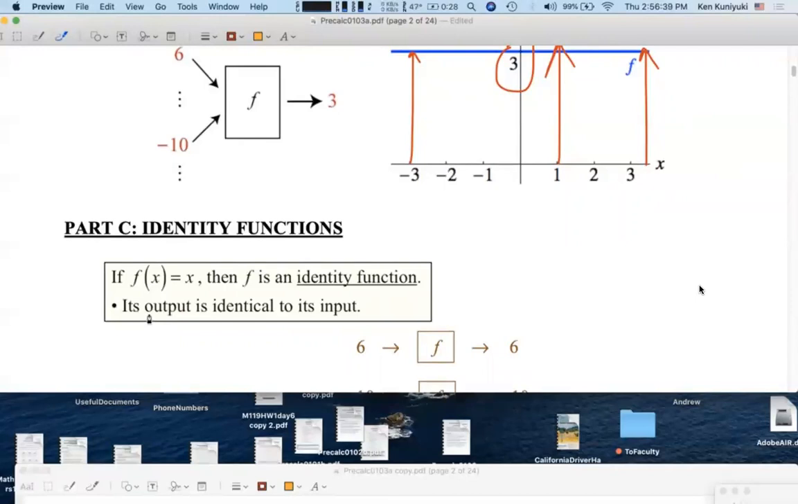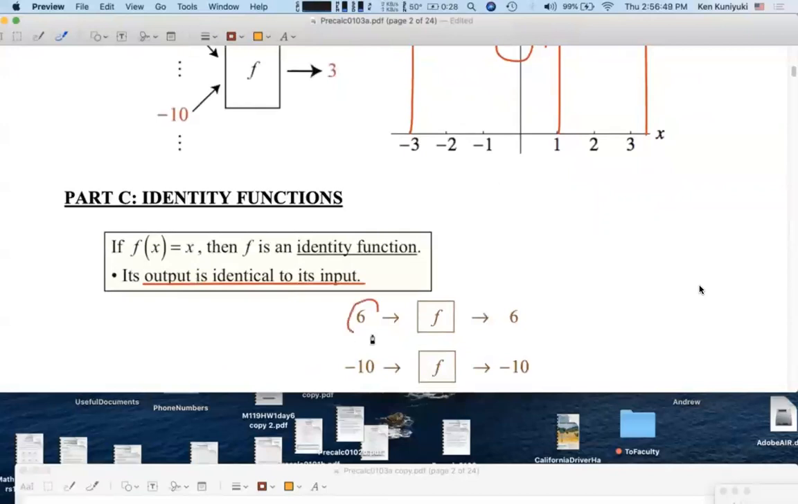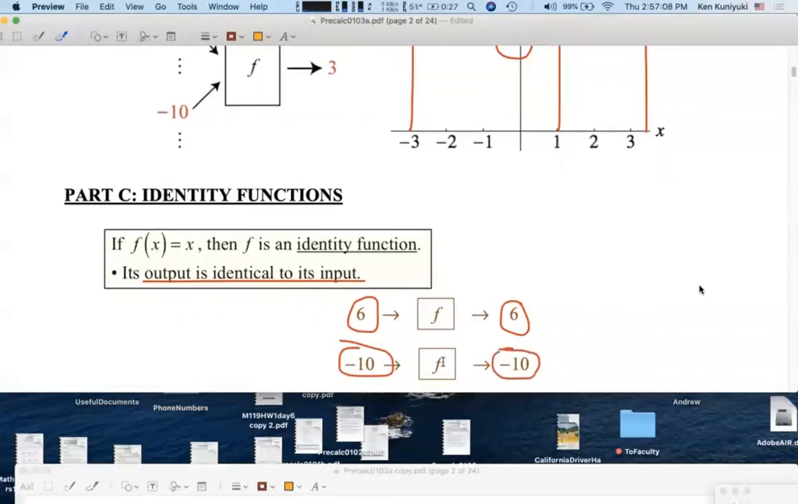Why is it called the identity function? Because the output is identical to the input. Whatever the input is, that's what the output's going to be. So if you give your partner 6, your partner spits out 6. If you give your partner 10, your partner spits out 10. If you give your partner negative 10, your partner spits out negative 10. Basically, this function is not doing any work. It's just passing on what you give it.